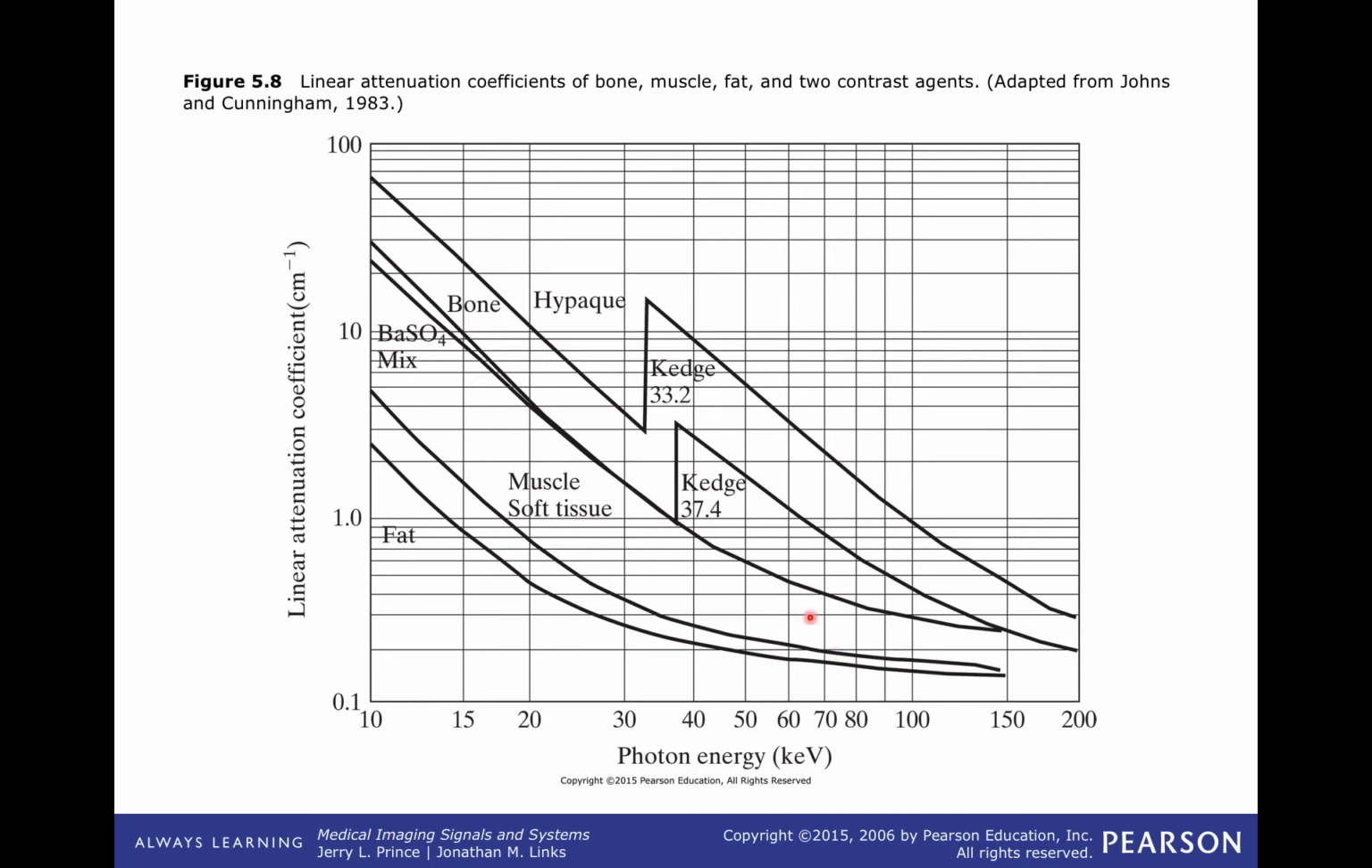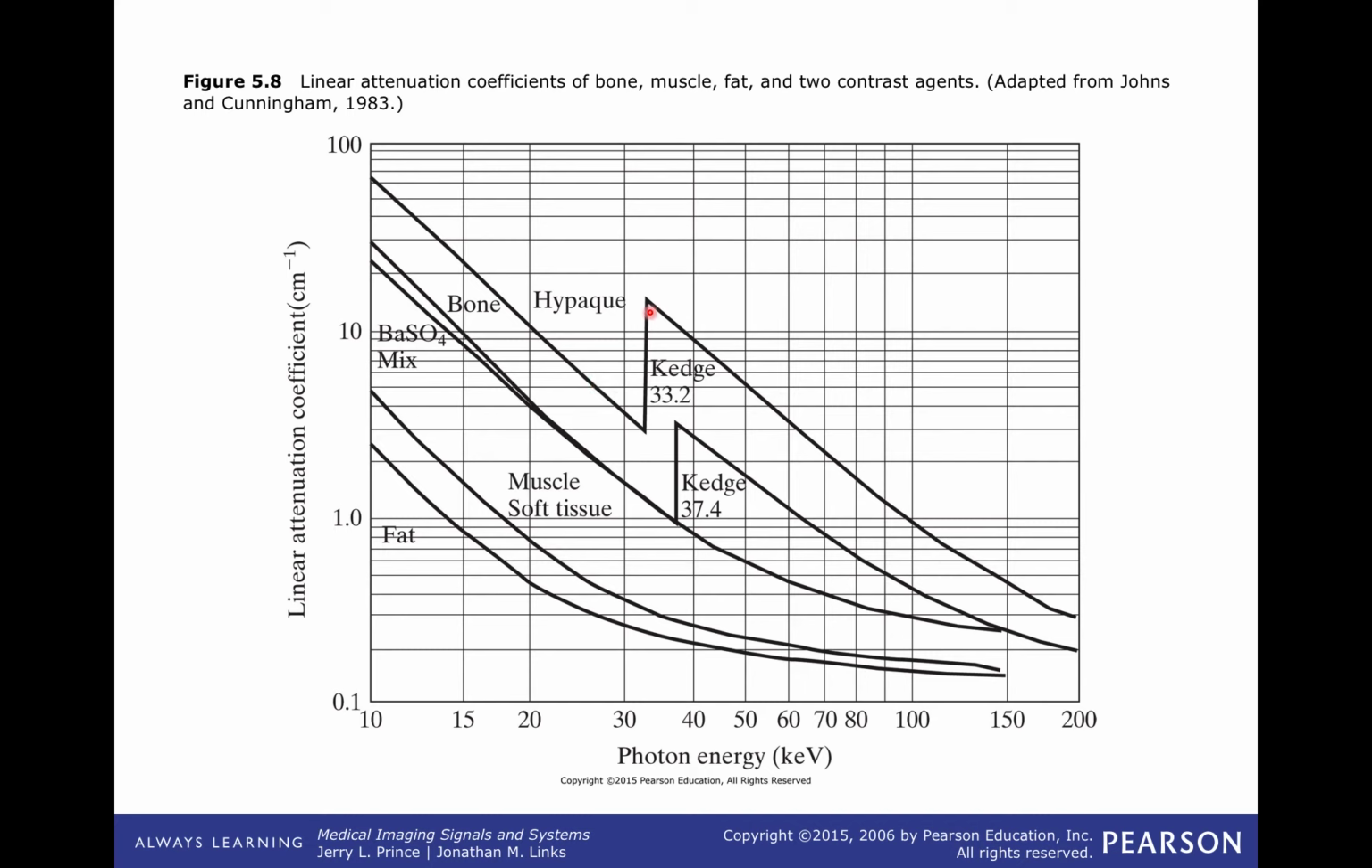And then contrast agents. This is Hypake, which is just a commercial contrast agent. It's not used them. Well, I think it's mostly swallowed. But it's a sort of organic molecule that has iodine in it, sort of 3 or 4 iodine atoms in the molecule. And so iodine is a great X-ray attenuator, and so you get really high values of the linear attenuation coefficient in these contrast agents.